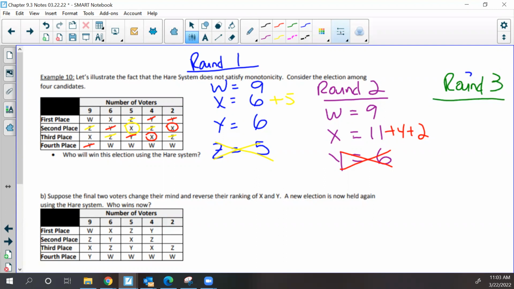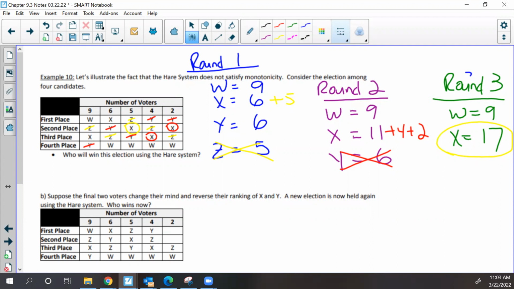We add up these totals, and W is 9. We add up X's totals, and that's 11 plus 4 plus 2 is 17. Now you see we have a winner. We have 2 candidates, and I can declare that X won the election.